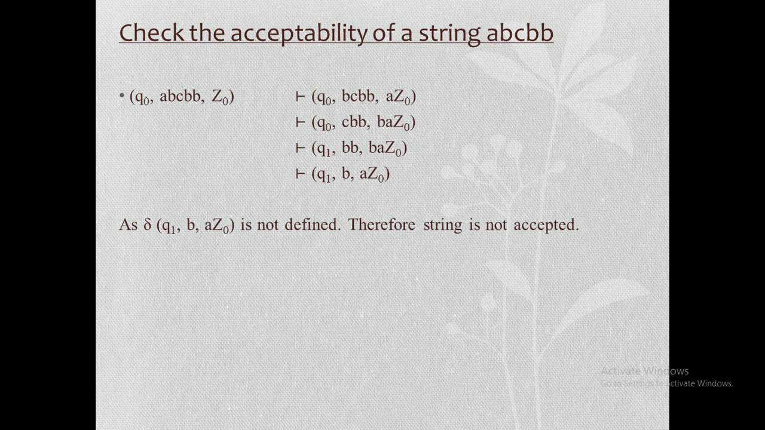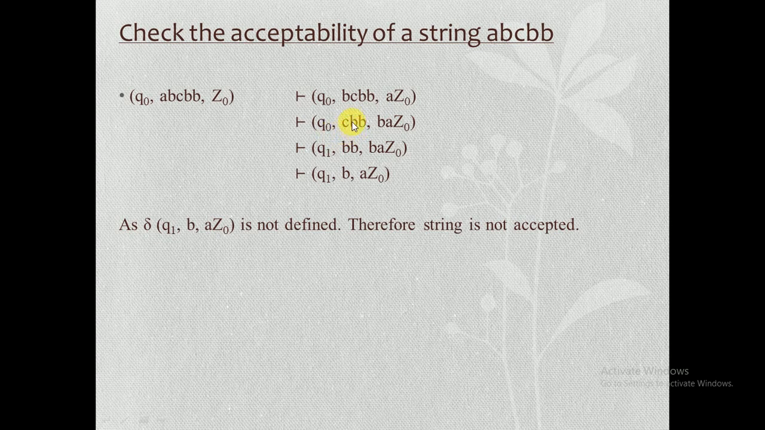So in this your string is abcbb. So again you will check for q0 a comma z0. It says that a will be pushed from the input string to the stack. So that is why I haven't written a over here. Next we have q0. Then you will have to check for q0 b comma a. Similarly, b will be pushed onto the stack and it will be removed from the input tape.